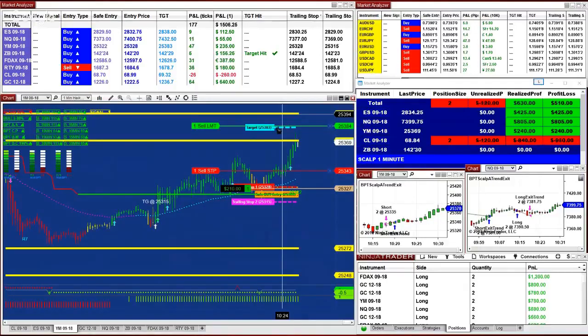It all depends on the highs and the lows in that market or on that chart. So sometimes you will have a 30 tick target, and sometimes you will have a 50 tick target. Sometimes you will have a 20 tick target.